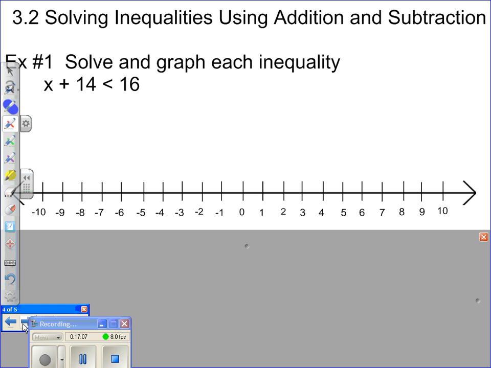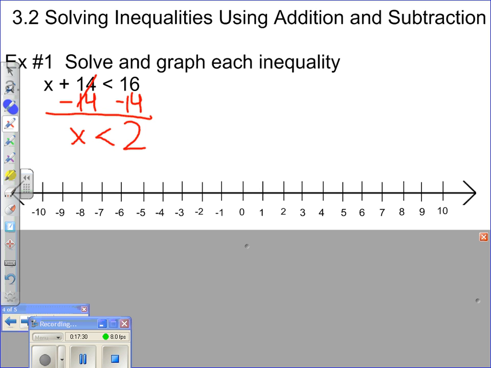Now looking at A, how would we solve this problem? We're solving for x, so we need to. Anybody? That's right, subtract the 14. And what is 16 minus 14? Good, 2. So now that we've solved the inequality, x is less than 2, we can go to our number line underneath and graph it.